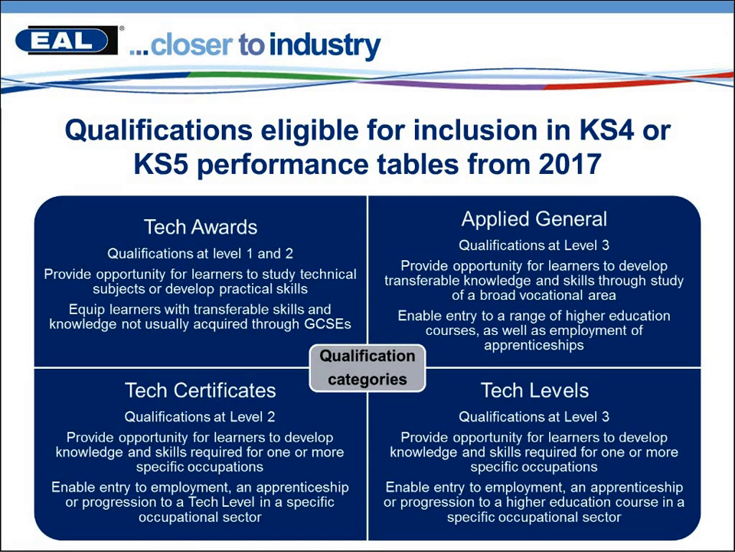We have the Tech Certificates there, qualifications at level 2. These are included on the Key Stage 5 performance tables. And they're usually qualifications developed around specific occupations. We then have the Tech Levels, qualifications at level 3 on Key Stage 5. Again, these are specific qualifications which would give entry to employment or apprenticeship or even progression to a higher education course. And the fourth category, which EAL have not developed qualifications in, is the Applied General qualifications. These are again at level 3 and they usually qualify broad vocational qualifications which give entry to a range of higher education courses.